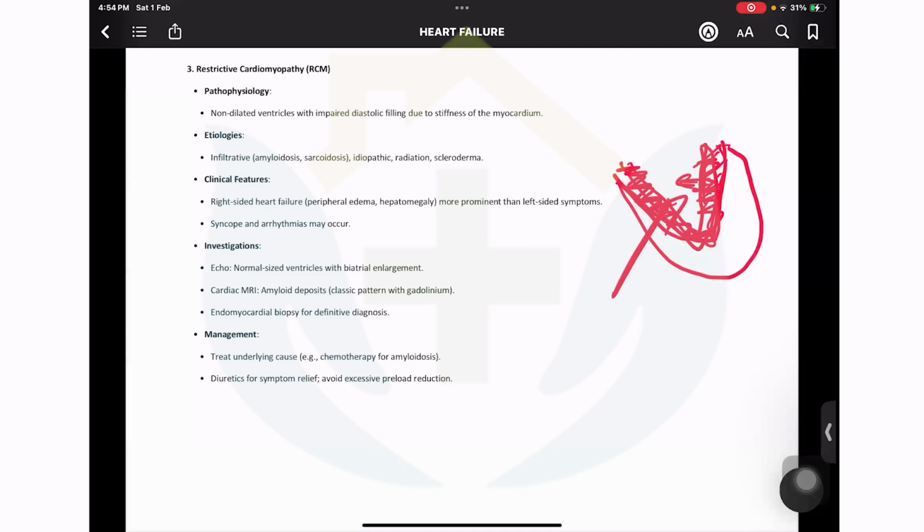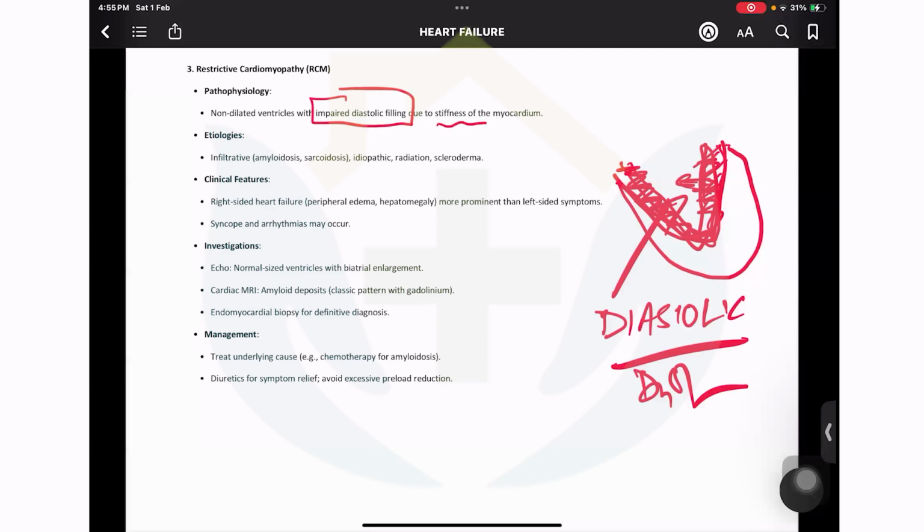So what is the kind of failure here? Systolic is fine. So it is a diastolic dysfunction. It is a filling defect. There is impaired diastolic filling due to stiffness of the myocardium. It is just like somebody has an injury in his elbow and they cannot open up their arms. Although they can, because of the stiffness of the elbow joint, they cannot open. That is a similar situation here.